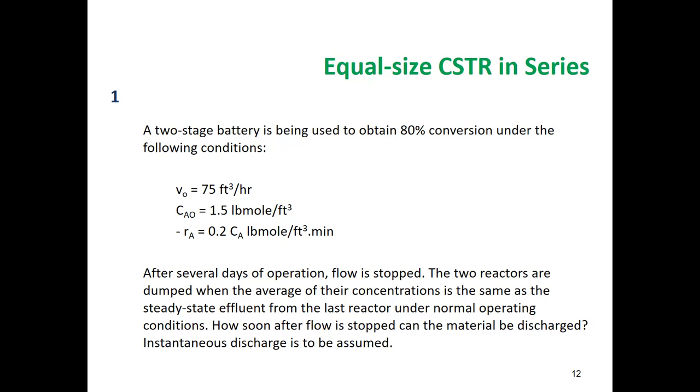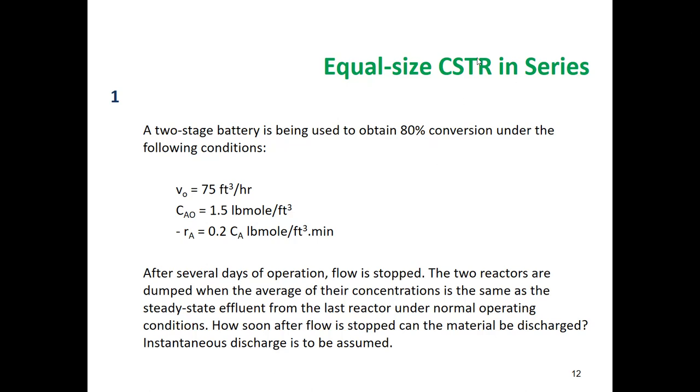Now the content of the two reactors would then be taken out when the average of the concentration is the same as the steady state effluent concentration from the second reactor, or from the last reactor if flow was not stopped. So the question is, how long will the two reactors process the system inside them after the flow is stopped between them? That way, the particular condition will be achieved, and that is the average of the two concentrations will be the same as the steady state concentration if flow was not stopped. So I will not anymore write down the illustration for this because that was shown to you already yesterday.